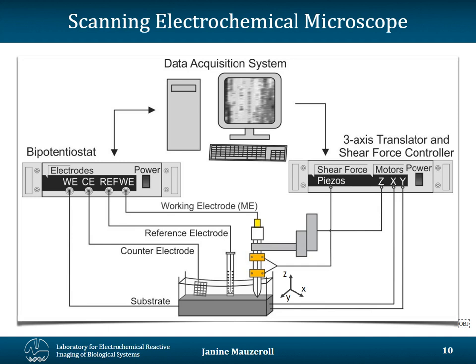So that's the electrochemical part of the system. And then one of the key features of scanning electrochemical microscopy is the fact that you can acquire reactive imaging of the surface by rastering that microelectrode across the surface using high positioning motors.